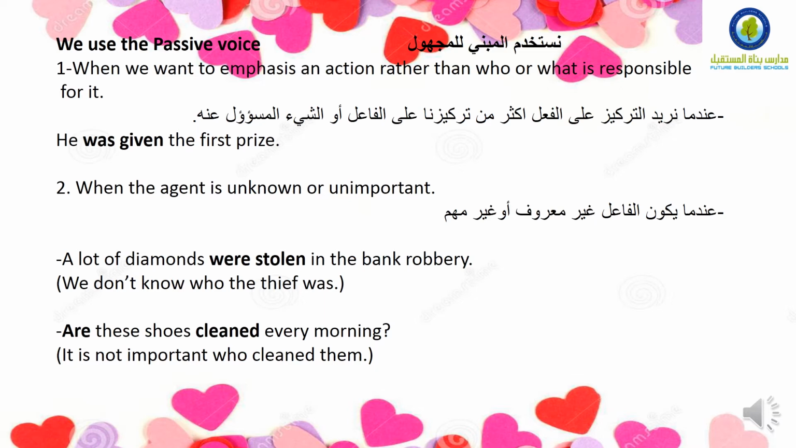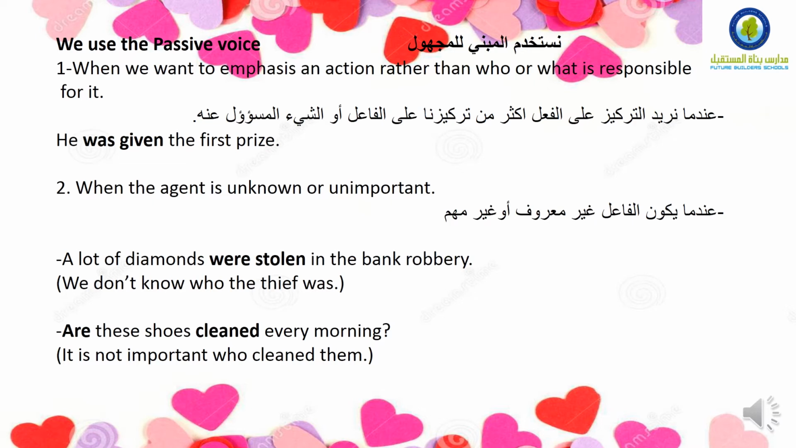Number 2, when the agent is unknown or unimportant, لما يكون الفاعل غير معروف أو غير مهم. Like, a lot of diamonds were stolen in the bank robbery. So, a lot of diamonds were stolen. سُرقت, it means passive. We have were plus verb 3. And are these shoes cleaned every morning? هل تنظف, وليس تنظف. تنظف means someone cleaned it. Okay? So are with cleaned. So we have was, were, and are plus verb 3. It gives you the passive voice.